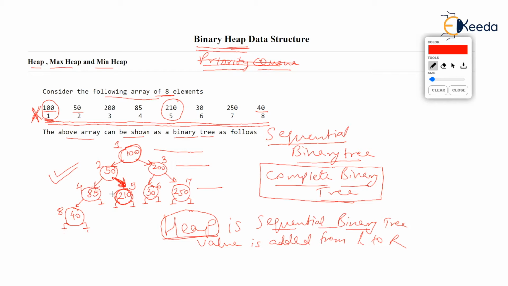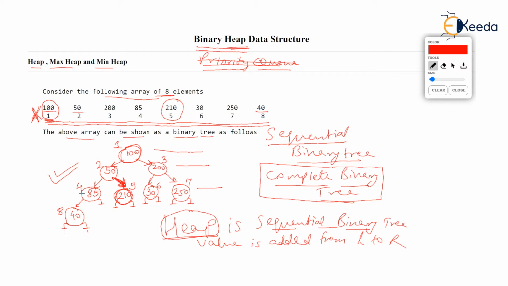Let's try again. Suppose we are talking about node number 5, that is 210. You are asked who is the parent of this node. So to find out the parent of node number 5, simply compute 5 divided by 2. And 5 divided by 2, we are talking about integer arithmetic, is not 2.5, it is 2. So the parent of node number 5 is node 2. Indeed, node 2 is right, because 210 is right child of 50. Try it again. Who is the parent of node number 8? Parent of 40, that is node number 8, is 8 by 2, that is 4.